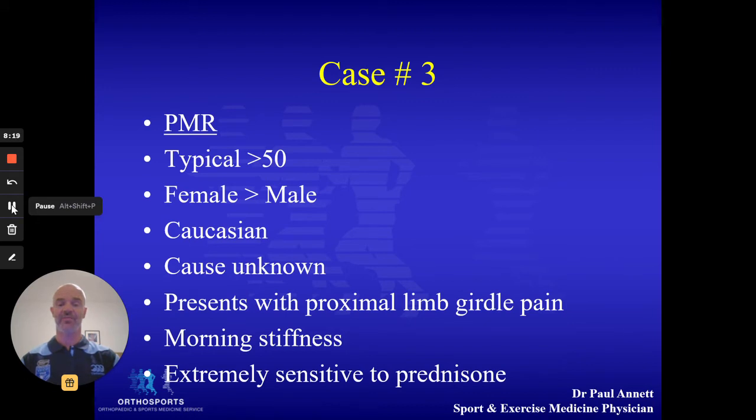Polymyalgia rheumatica is an inflammatory condition of unknown cause, typically occurring in patients over 50 and more commonly in females than males, and Caucasian. It generally presents with proximal limb girdle pain, both in the shoulders and the hips, and most notably a significant period of morning stiffness that improves with activity. It is extremely sensitive to prednisone, and not uncommonly a test dose of prednisone may be used to try and make a diagnosis of PMR. It's important that patients who you're considering to have PMR should be referred for inflammatory blood tests, including an ESR and a CRP.